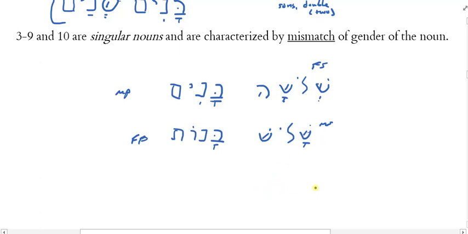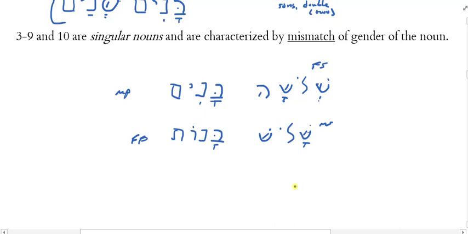So you're going to see this throughout our chapter. You're going to see it throughout the Hebrew Bible. When you have any number between 3 and 10, whatever the gender of the noun is that's being numbered, the form of the number will have the opposite gender.